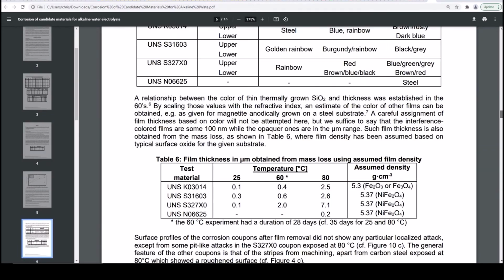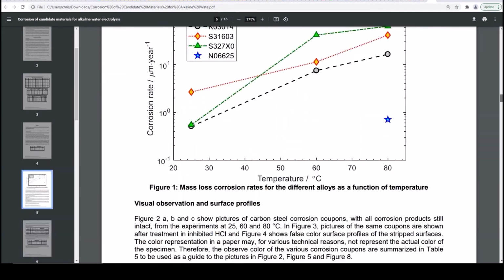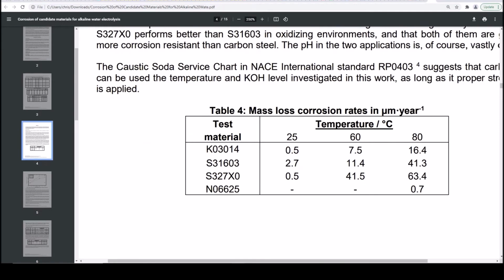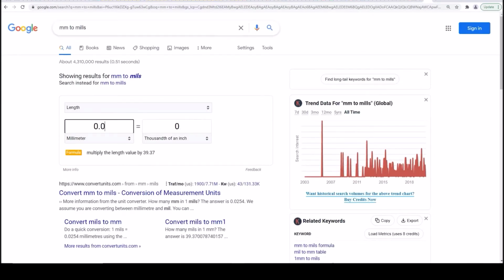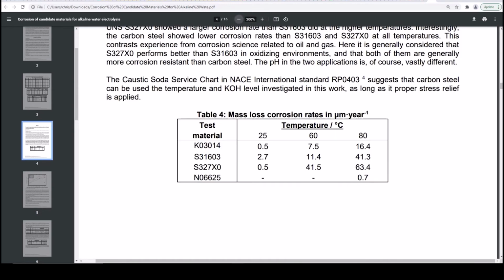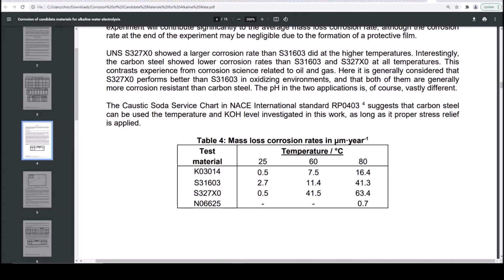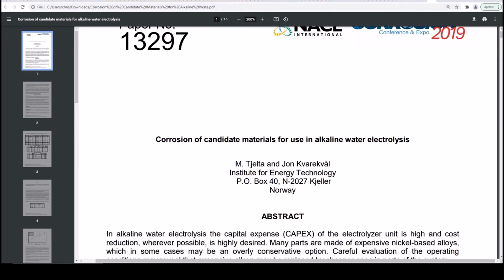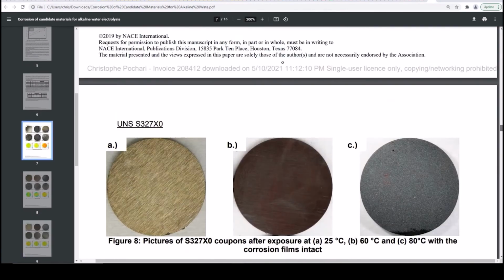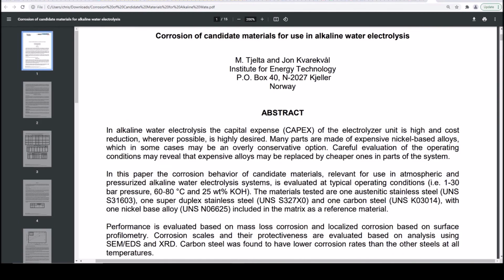So what I wanted to show you here was a corrosion rate estimate for carbon steel. If you run carbon steel at 60 degrees, the corrosion rate is 7.5 µm per year, which is 0.27 mils. This is a pretty good paper from the National Association of Corrosion Engineers, I think. But anyway, this paper is from Norway, so these guys know what they're talking about. I mean, it's a serious paper. It's actually the best paper I have on corrosion rates.